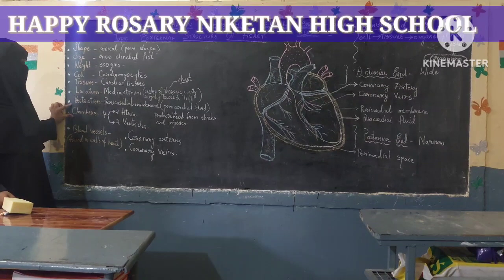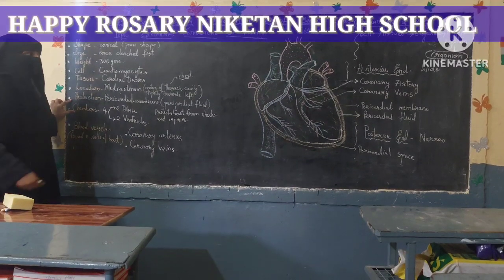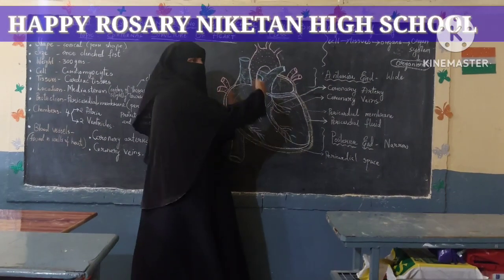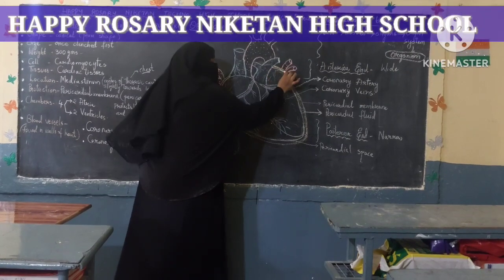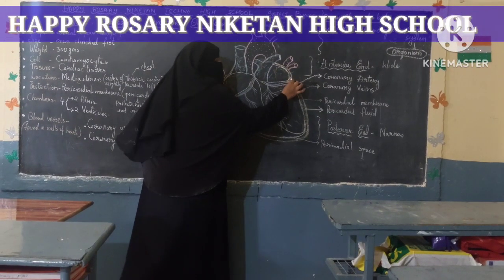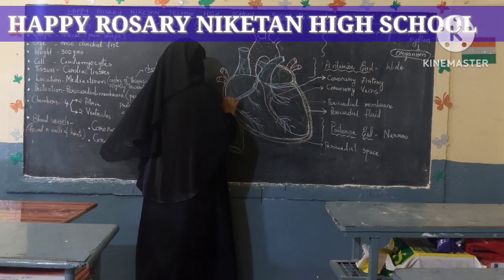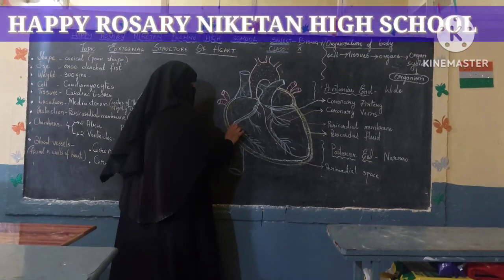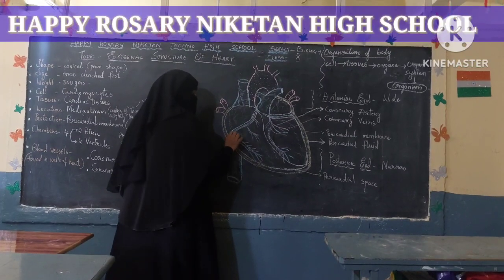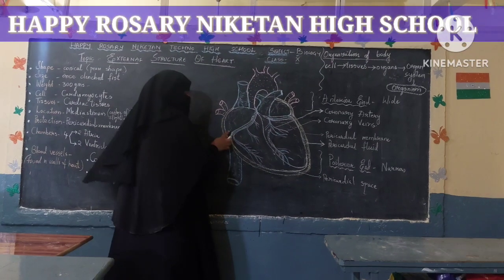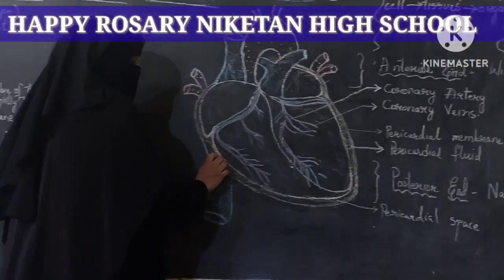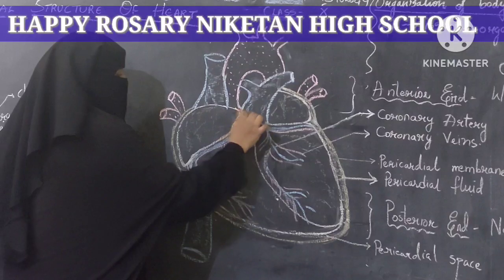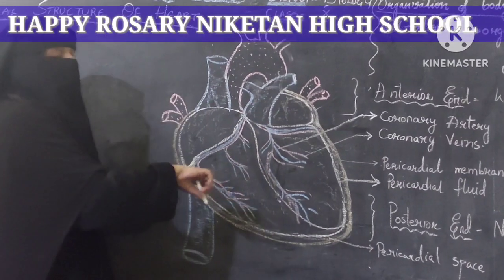Now let's talk about the chambers of the heart. Externally, when you see the heart, you see it as one piece. But if you observe keenly, you can see that there are some grooves, which show that the heart is internally divided. If you can see, there is a groove over here, or a fissure. This fissure is dividing the heart internally into 4 chambers.